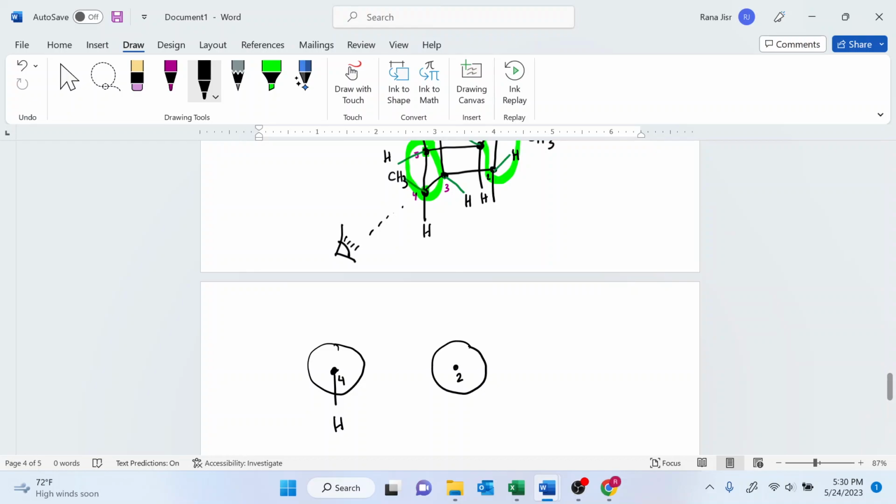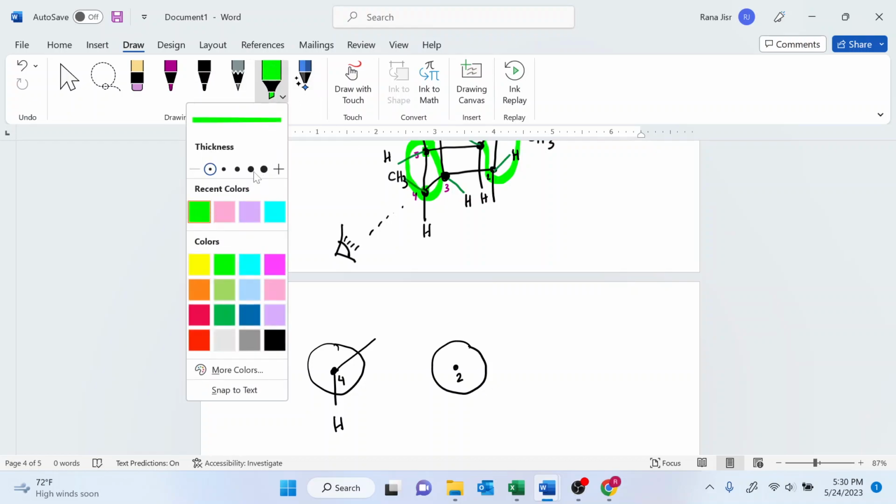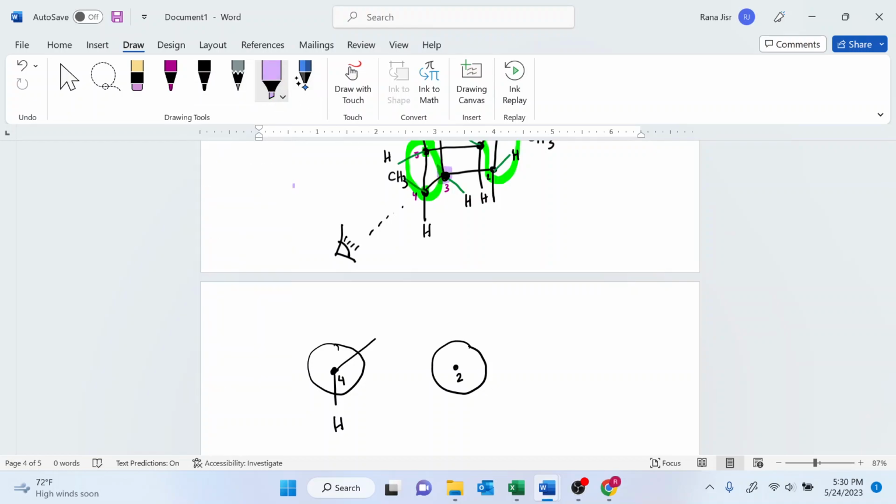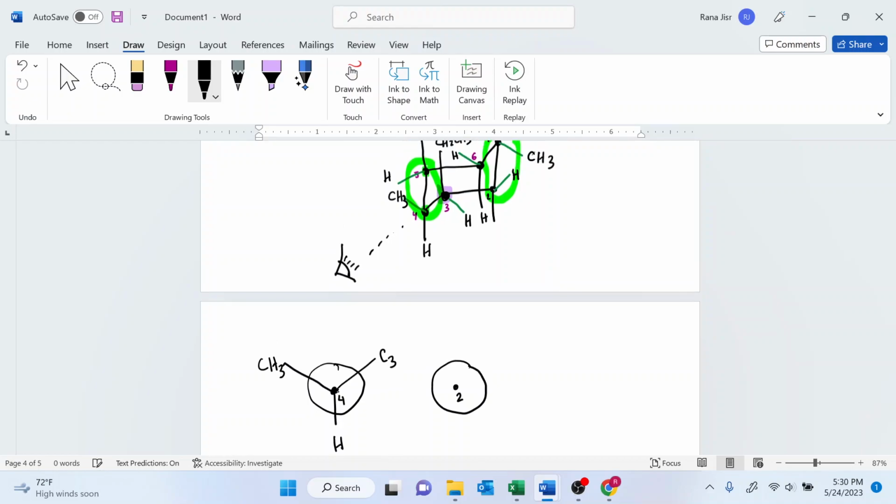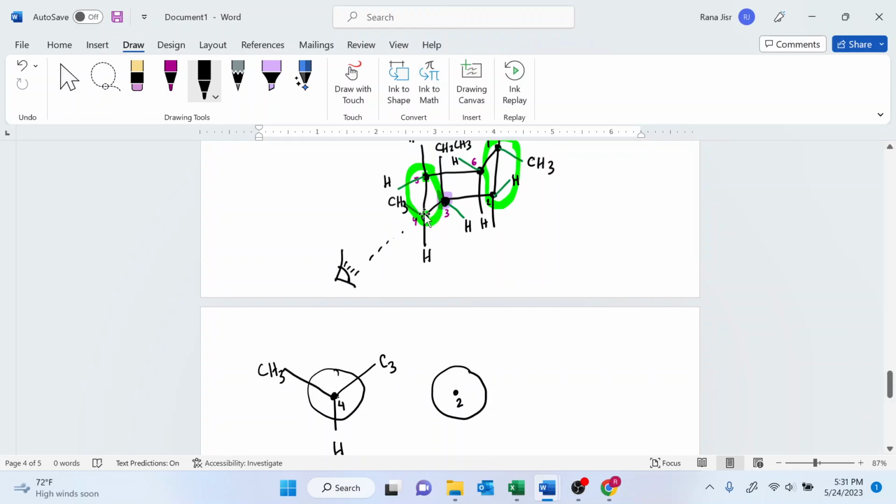And then this is going to be connected to carbon 3. So 4 is going to be connected to carbon number 3, which is this carbon over here. I'm just going to go ahead and write carbon number 3 for now. And it's going to be connected to a CH3 on the other end. Okay, so this is how I'm going to say it. 4 is connected to carbon 3. It's connected to the CH3, and it has a hydrogen pointing all the way on the vertical line.